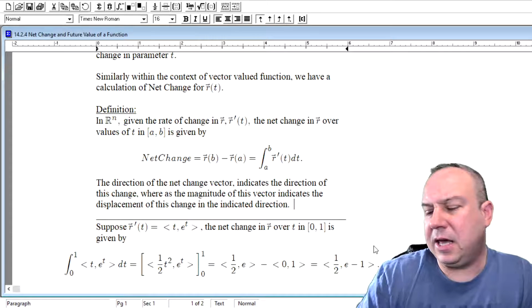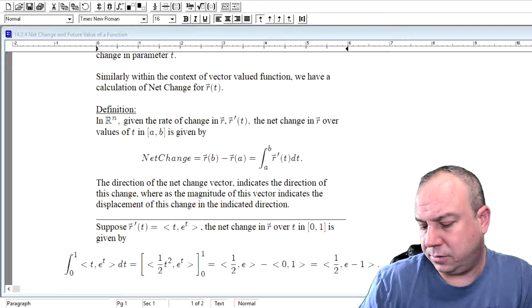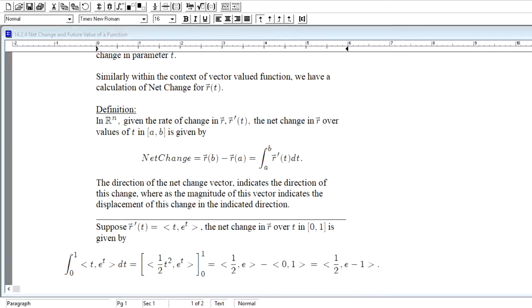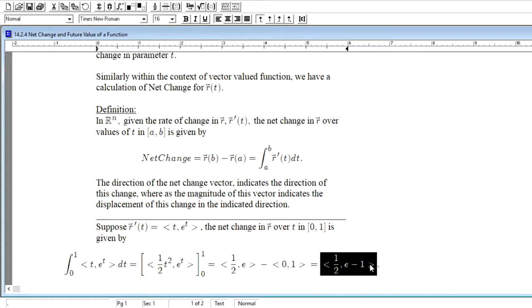That is how we interpret net change, folks. So in this example, as we see here, our result is a vector. That vector has a direction to it. It does indicate the direction of displacement from our starting position at r bar of 0 to our ending position at r bar of 1. And the total distance between those two locations would be given by the magnitude of this vector.